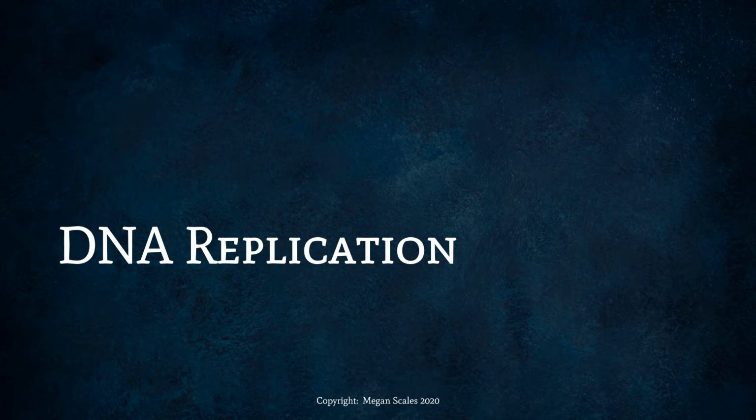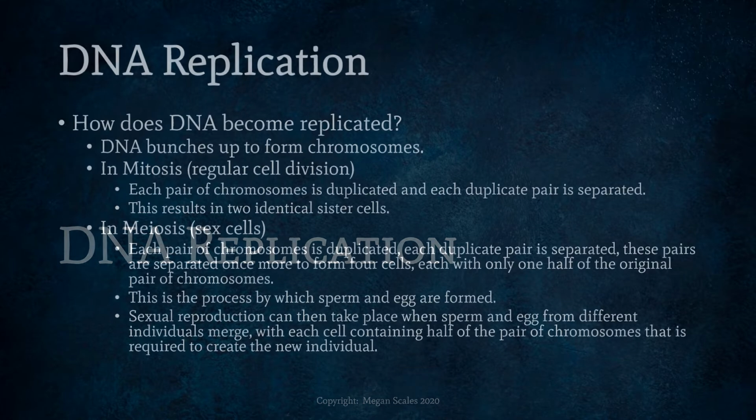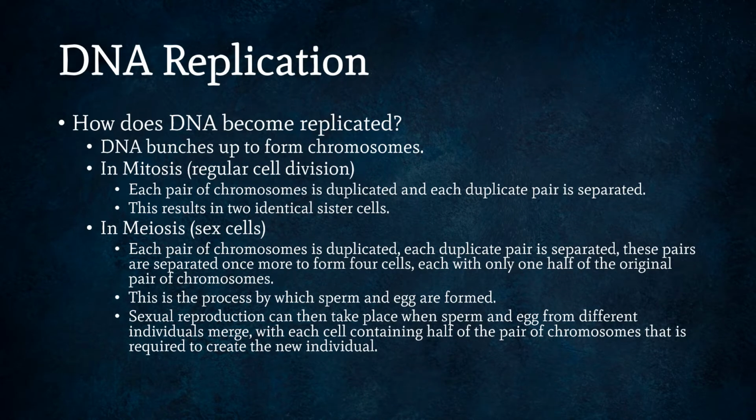Okay, now we're moving on to DNA replication and the situations under which that may occur and what all this has to do with evolution. So how does DNA become replicated? DNA bunches up to form chromosomes, and it can replicate in a couple of different ways. One is through mitosis, regular cell division, and another is through meiosis.